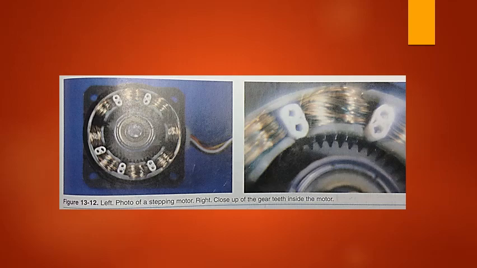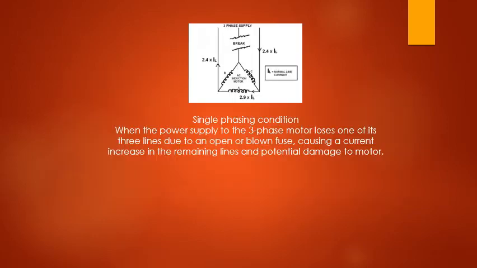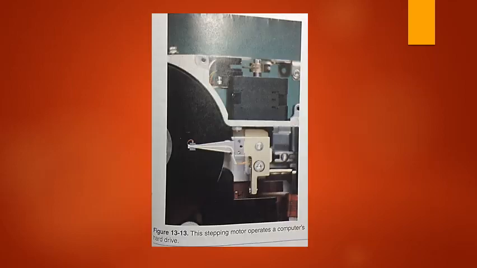Stepping motors are used for positioning mechanical levers and linkages. They are found in robots or disk drive systems. See figure 13-13. There are many varieties of stepping motor construction. However, their principles of operation are the same.